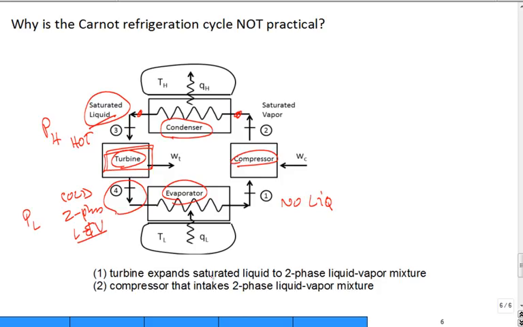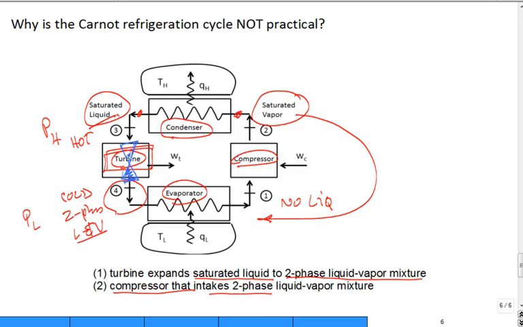The turbine expands from saturated liquid to a two-phase liquid-vapor mixture. Very hard to do. You want to do a senior design project? Go for it. And then you want a compressor that doesn't have to intake two-phase liquid-vapor. So what do we do to modify to get away from Carnot? We switch this to saturated vapor down here. We leave this saturated liquid, and we put right here a very simple device, an expansion valve, and that'll be our vapor compression refrigeration system that we study next time.